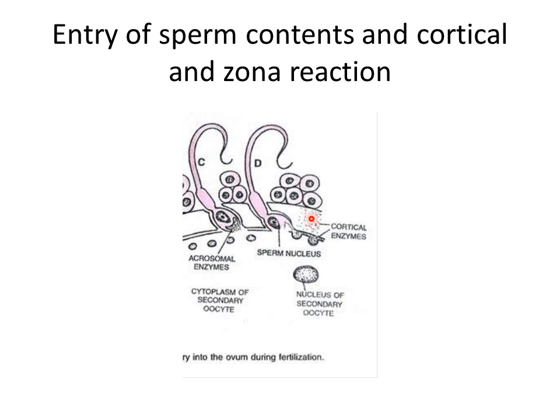The hydrolytic enzymes released from the cortical granules hydrolyze the ZP3 protein present in the zona pellucida. So they hydrolyze the receptors for the attachment of further sperms. Once one sperm enters its material, this zona reaction prevents the further entry of other sperm materials.